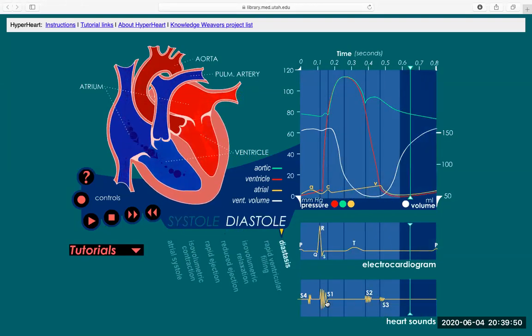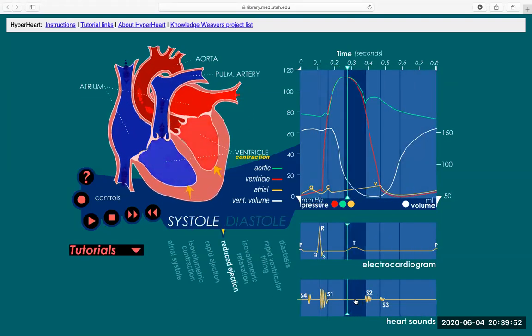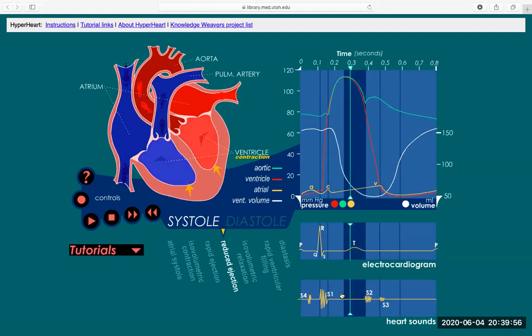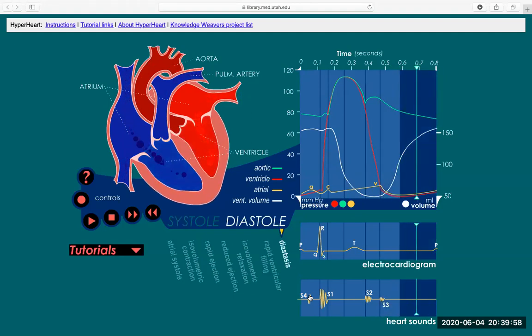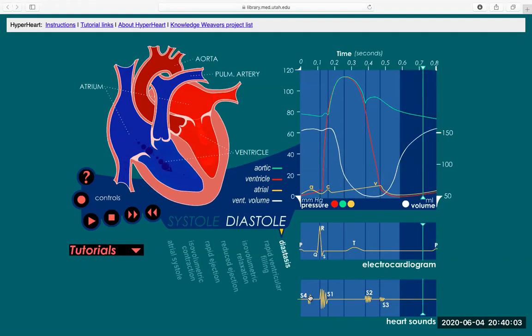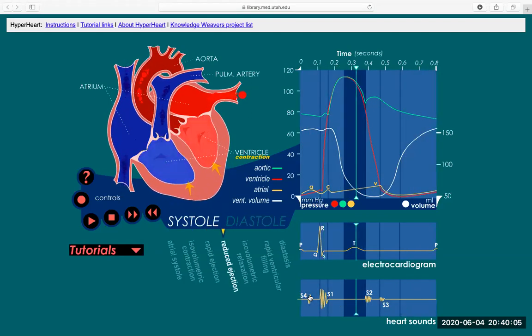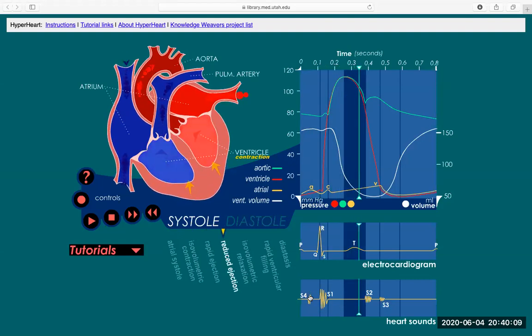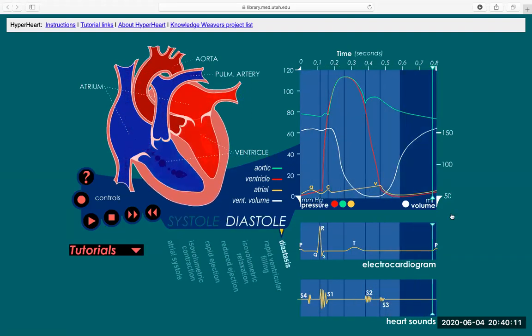They will close when S1 gets passed, and your semilunar valves will close at S2. S3 and S4 are abnormal heart sounds that the doctor might listen for, and those might be cause for concern, such as a heart murmur, or if the valve isn't closing all the way and it closes maybe not once but twice, there would be an extra sound in there.